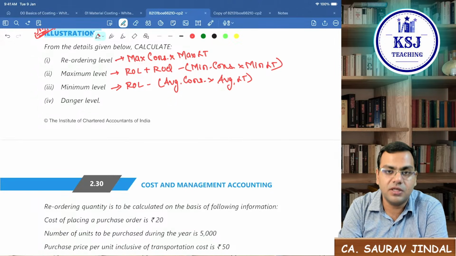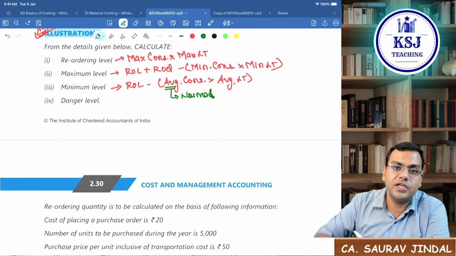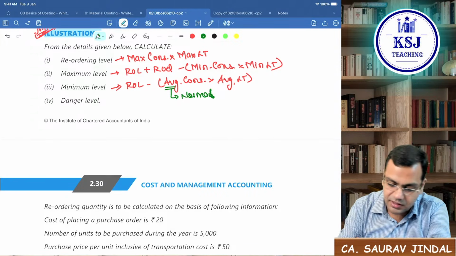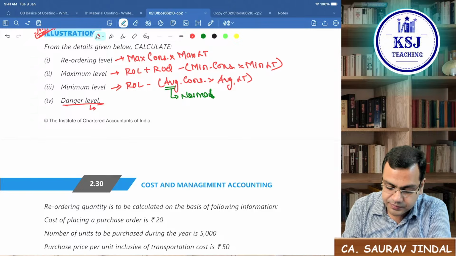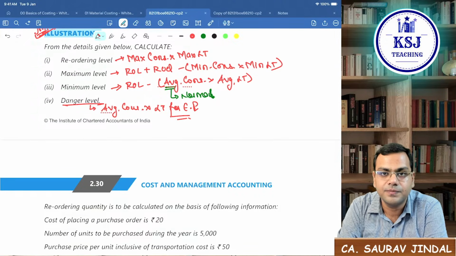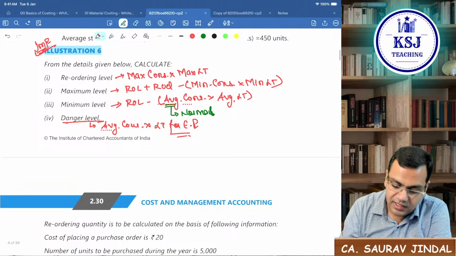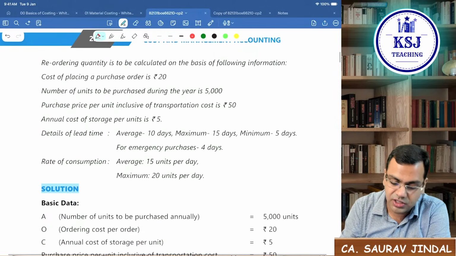Sometimes in the question the word used instead of average is normal. It means the same, so do not get confused about what is normal. Danger level is average consumption into lead time for emergency purchases. So we have reorder level, maximum level, minimum level and danger level. Let's see what information is given.